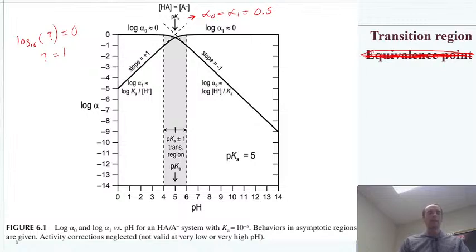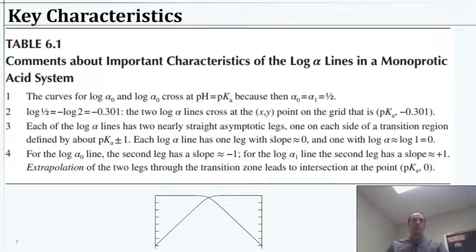A couple other things that we can see if we look closely, and I think we'll elaborate a little bit on this. The drop from 0 to the point where they meet is a known quantity. I think it's 0.3 logs below the top, and that comes from the log of 1/2. Here's the description, a few important characteristics in this nice table. The curves are going to cross when pKa is equal to pH. They're each half. Then we can say the log of 1/2 is equal to the minus log of 2, that's just the log rules, which is equal to negative 0.301. And that's the drop that I was talking about.